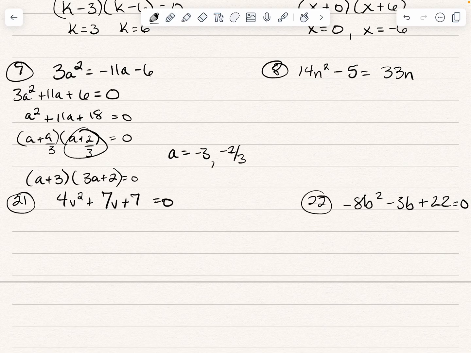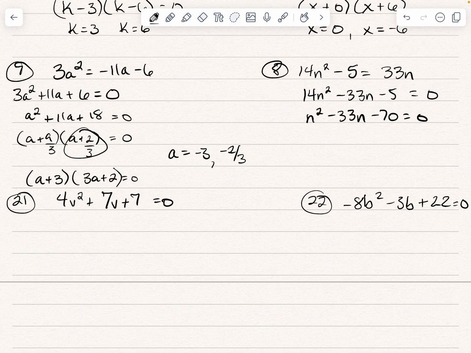All right. For number 8, we get 14n squared minus 33n minus 5 equals 0. So again, we're going to have to do this the same exact way, slide and divide. All right, 14 times 5. That's going to give me a negative 70. So I've got to think about what multiplies to give me 70 that adds to give me 33. So this is going to require a little bit of just trial and error to see what we can do.